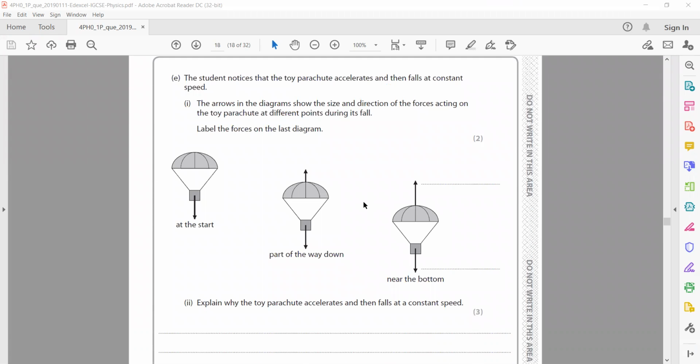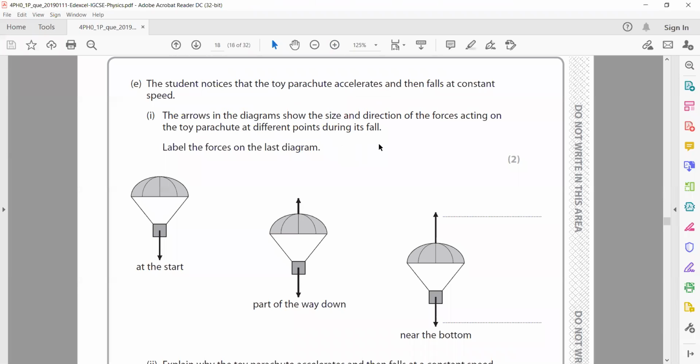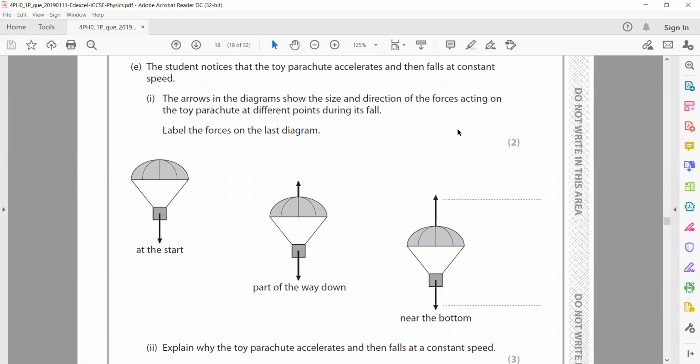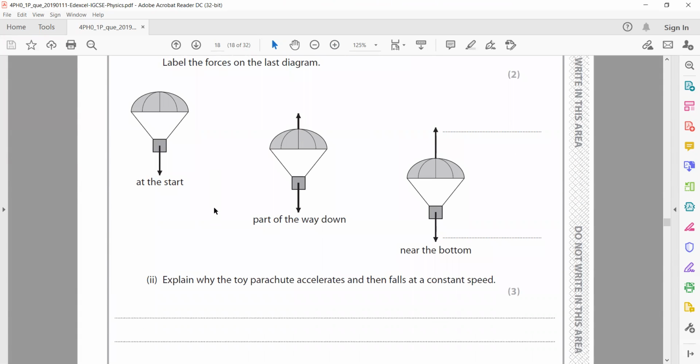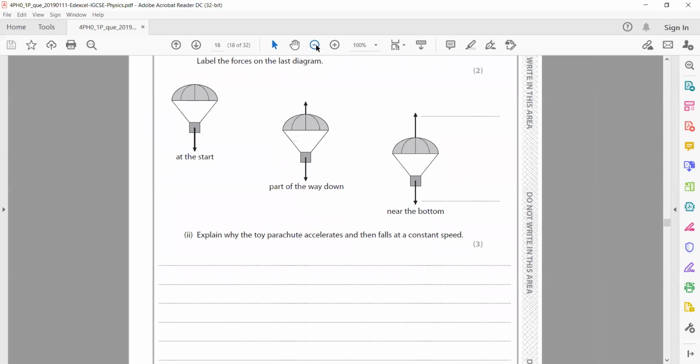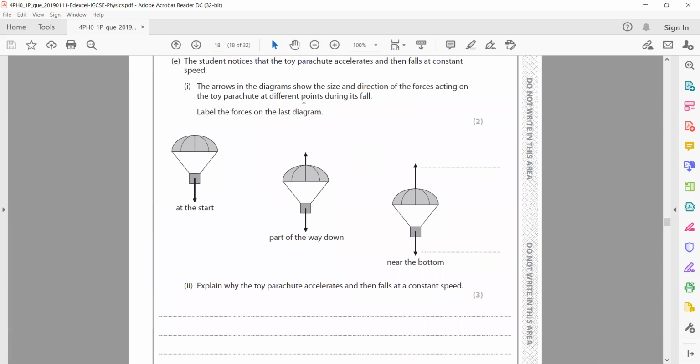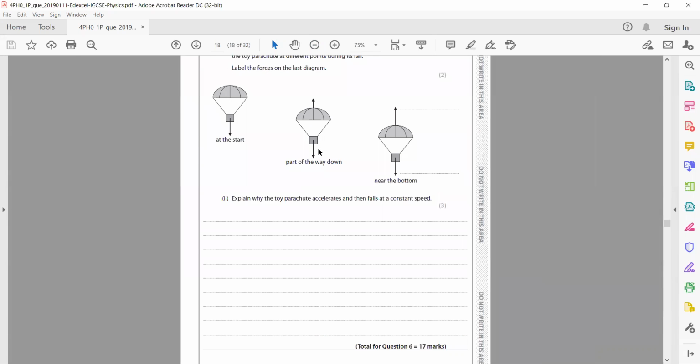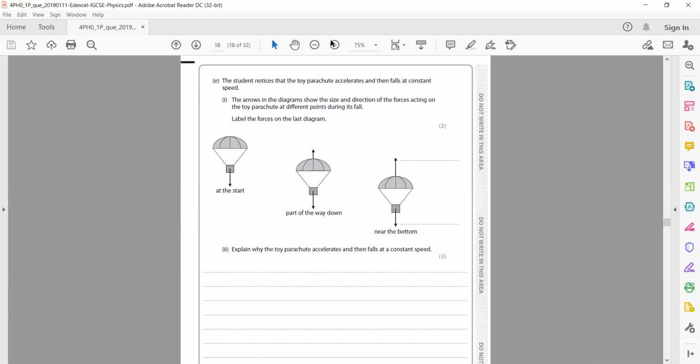The student noticed that the toy parachute accelerates, then falls at a constant speed. The arrow in the diagram shows the size and the direction of the force acting on the toy parachute. Explain why the toy parachute accelerates then falls at a constant speed. So initially there is a greater resultant force. That's why it is having a greater acceleration.